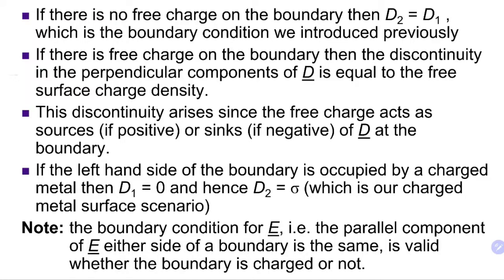If there's free charge on the boundary, then the discontinuity in the perpendicular components of D is equal to the free surface charge density. Okay, so if there is charge, then the difference between the electric flux has to be equal to the charge density. So this discontinuity arises since the free charge acts as a source if it's positive, or a sink if it's negative, of D at the boundary.